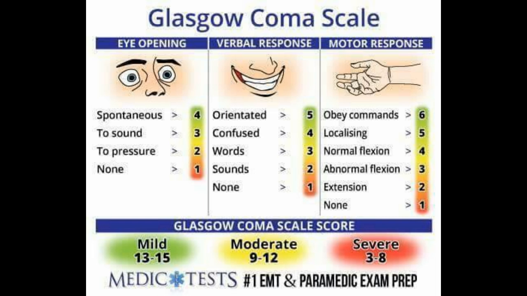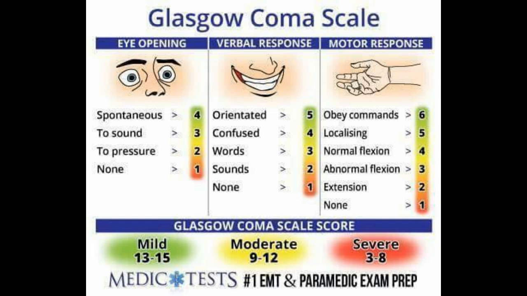This GCS, or Glasgow Coma Scale, is divided into three main domains. Each domain has scores. First we have eye opening, which has 1 to 4 points. In eye opening, if we call the patient, we shake them, and they are not responding, they are not opening their eyes at all, that is score 1. So no response is score 1.